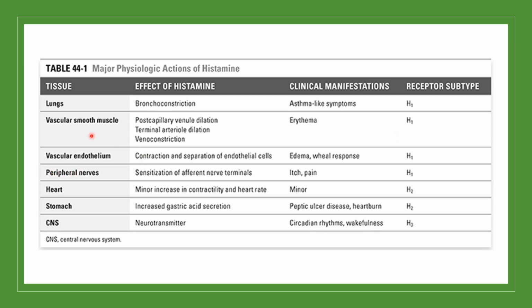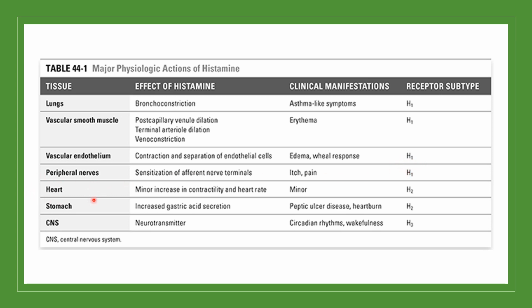For the vascular endothelium, it induces contraction and separation of the endothelial cells. It is manifested clinically by edema and the wheal response, and it is mediated via the H1 receptor. For the peripheral nerves, its main effect is sensitization of the afferent nerve terminals. It is manifested clinically as itch and pain through the H1 receptors.